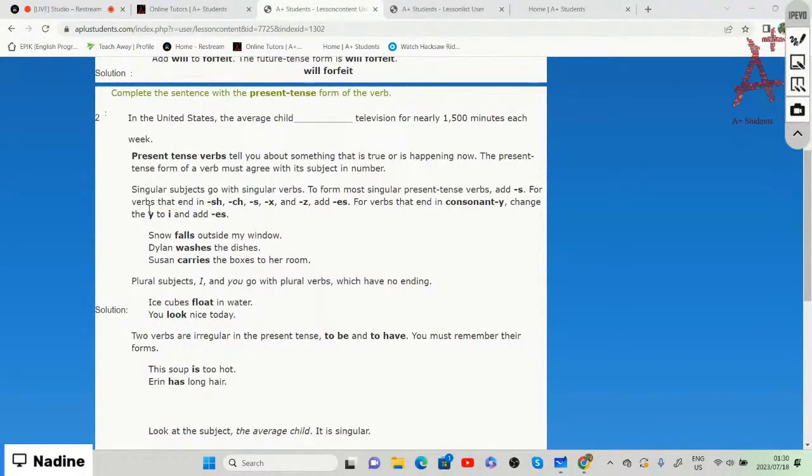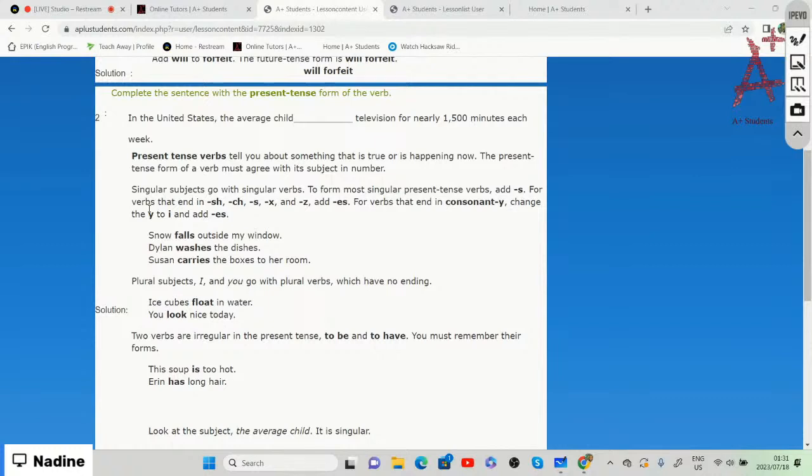All right, so now we have plural subjects, right? And plural means more, we're referring to more than one. So plural subjects, I and you, go with plural verbs, which have no ending. For example, ice cubes, which refers to more than one ice cube. So ice cubes float in the water. We don't say floats in the water. No, it's just ice cubes float in the water.